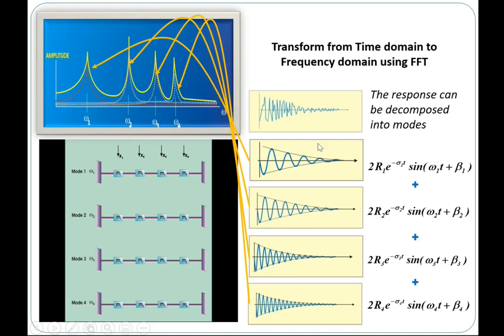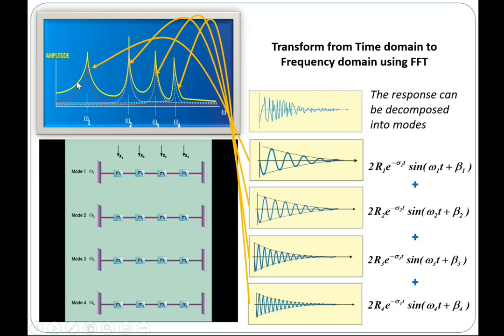If you transform this to the frequency domain, from the time domain to the frequency domain, then you will have four peaks, four sinusoids at different frequencies giving you four peaks. Each peak gives you a natural frequency 1, 2, 3, 4. The values of sigma 1, sigma 2, sigma 3, sigma 4 are different, which are the dampings, and they decide the width or the broadness of each particular peak.